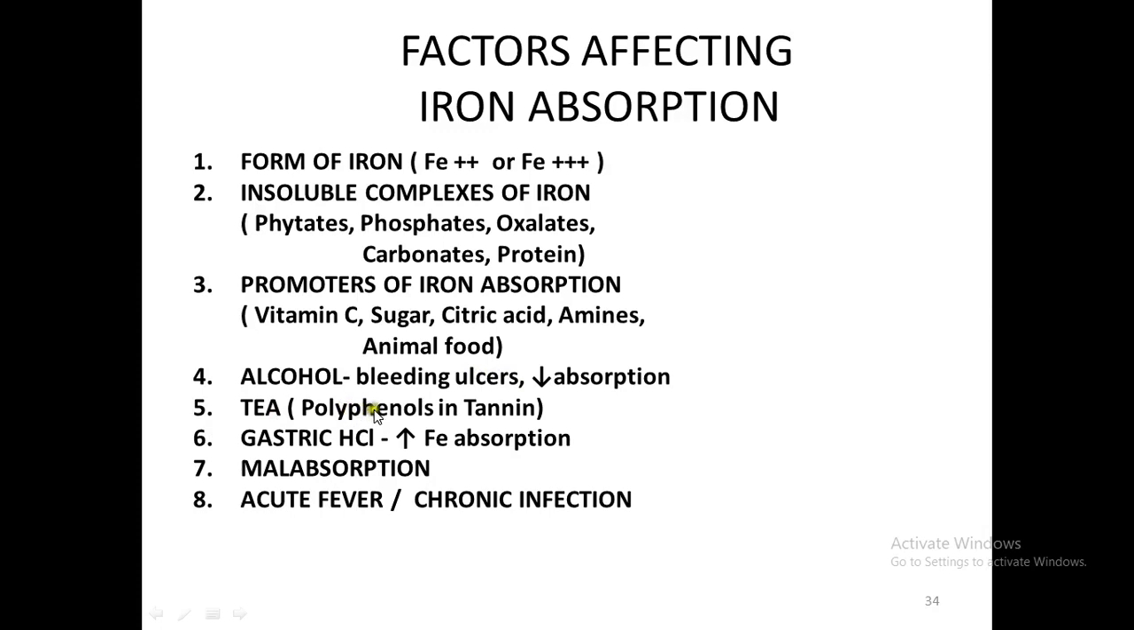Tea contains polyphenols and tannin, tea and coffee both, and these again form insoluble complexes of iron and prevent the iron from being absorbed. So tea should never be drunk along with meals because it is going to reduce iron absorption. Whatever iron that is present in the diet is not going to be absorbed. Gastric hydrochloric acid increases iron absorption. So people suffering from achlorhydria, there the iron absorption will be reduced. Malabsorption, of course, general malabsorption in the intestine will prevent iron absorption also. In acute fevers or chronic infections, again, iron absorption is reduced.